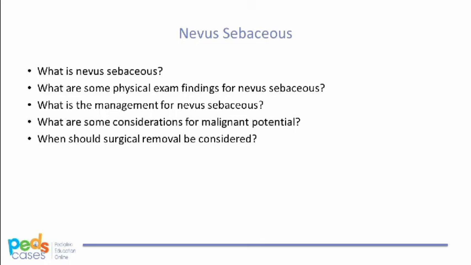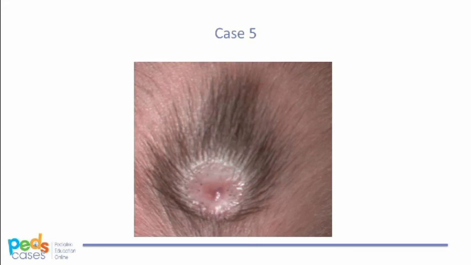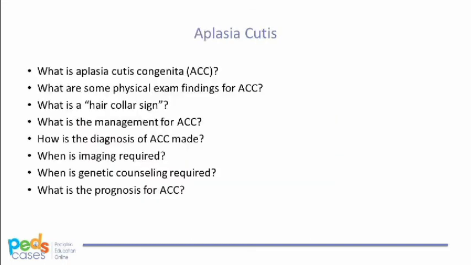Case 5. History of present illness. Tricia is a 30-day-old female who presents with an ulcer at birth on the scalp that has now healed but has left behind skin changes. Past medical history: she was born via full-term, uncomplicated vaginal delivery. Her mother is a healthy 30-year-old woman with no medication use throughout her pregnancy. What is Aplasia Cutis congenita?